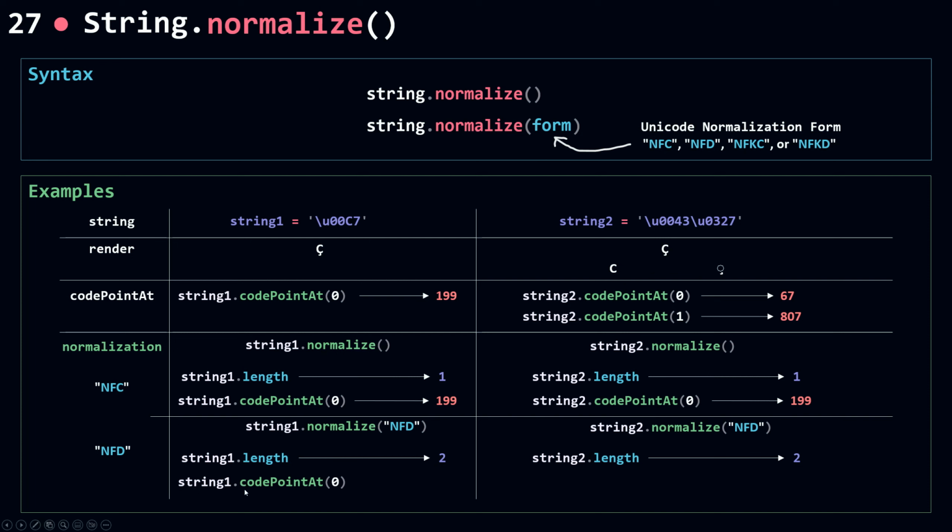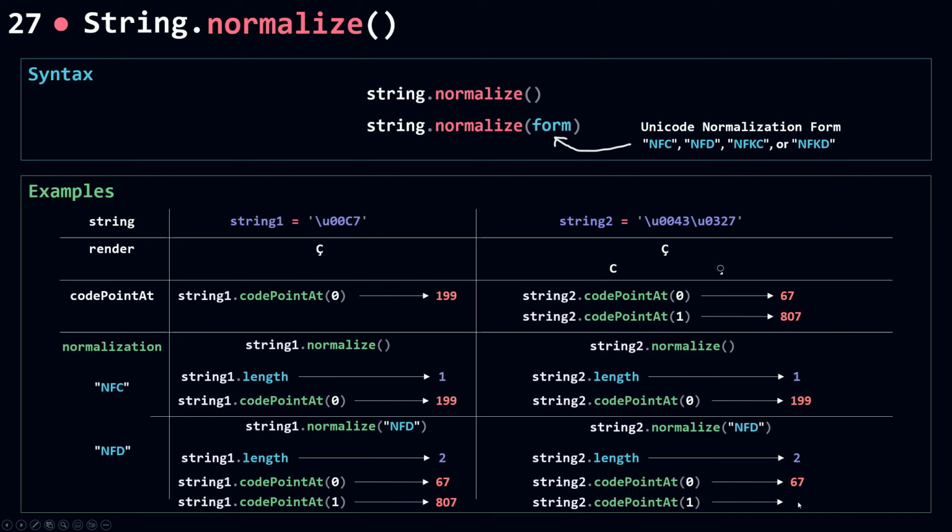Now if I call codePointAt(0) on my string1, it will get 67. That's the code for the letter C. And if I call codePointAt(1), that will return the code point for the cedilla symbol. The same thing for string2: codePointAt(0) will return 67, codePointAt(1) will return 807. And again, if you compare string1 and string2, that will return true. Well, those are some tiny examples of how normalize works. I hope this made you learn something new. Don't forget to subscribe, like the video, and let's move on to the next method.